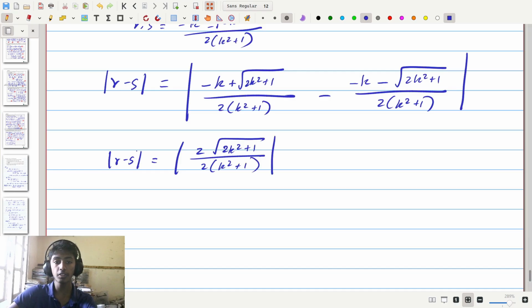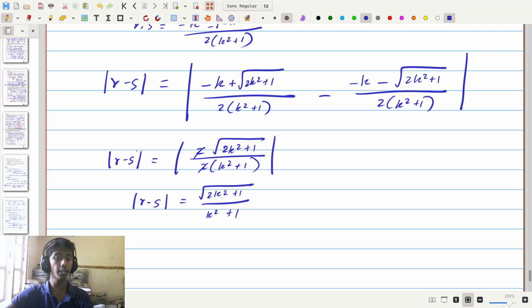Now if we cancel out this part, we can see we have the modulus of the square root of 2k squared plus 1, which is going to be a positive value, divided by k squared plus 1, which is also going to be a positive value. So if both of these are positive, then the overall value is positive, and therefore taking the modulus does nothing. So we can finally say that the modulus of r minus s is equal to the square root of 2k squared plus 1 divided by k squared plus 1.